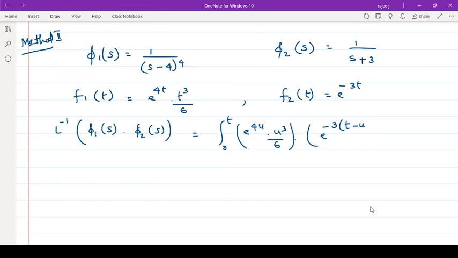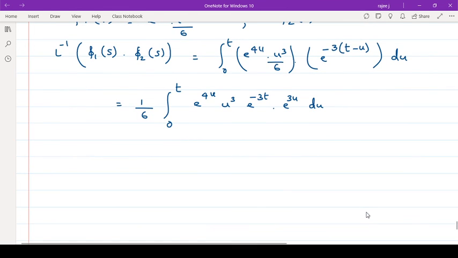Okay, I just wanted to show the difference, that's why I did that also. Now this is equal to, 6 is constant, so 1 by 6 into integral 0 to t e raised to 4u u cube, open this bracket, e raised to minus 3t into e raised to plus 3u du. Now here with respect to u we are integrating, so e raised to minus 3t is constant, integral 0 to t, what we will get here, e raised to 4u and 3u is 7u, into u cube du. Okay, now you just integrate this one and you will get the answer.